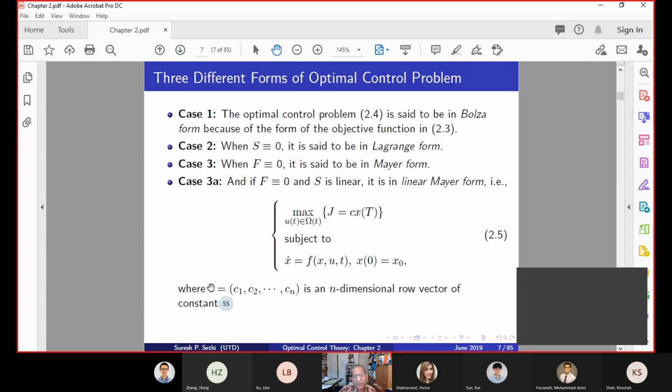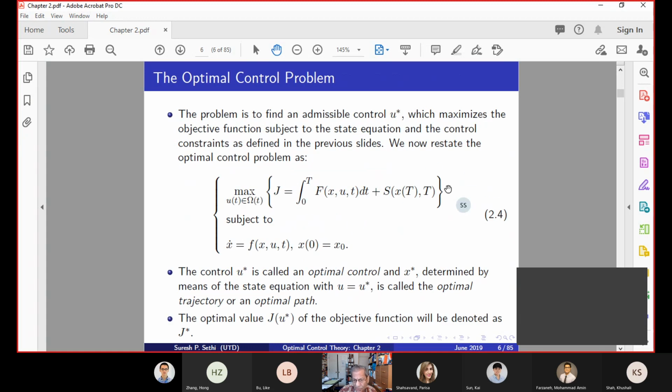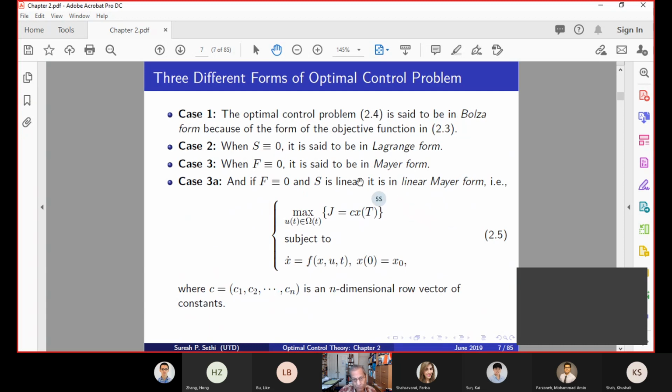It is important to know that you will find optimal control problems in different books expressed in different ways. This form is the most general form. This is called the Bolza form, where you have an integral of a cost and you have a salvage value. Now let's take a different form, but they're all equivalent, even though they look simpler. Okay, so let's look at that.